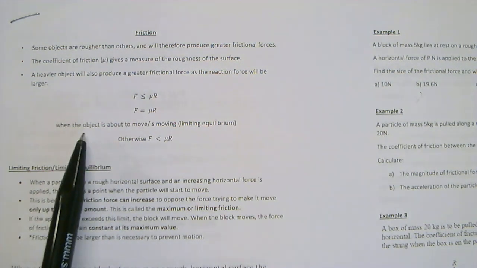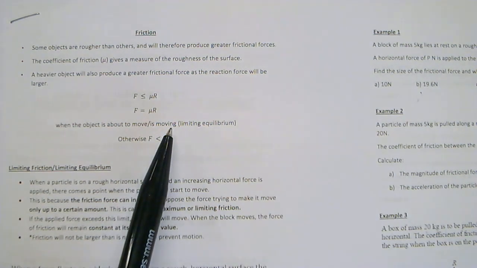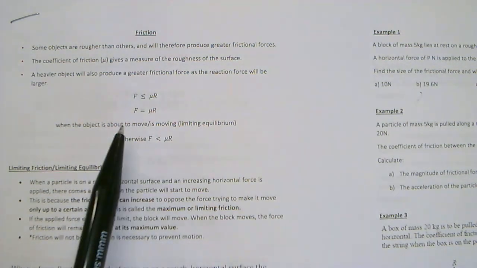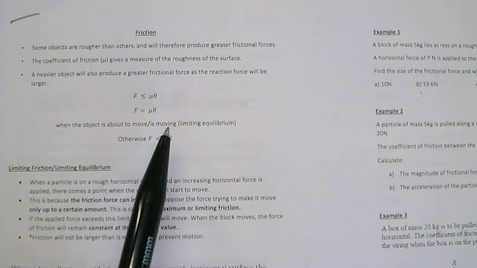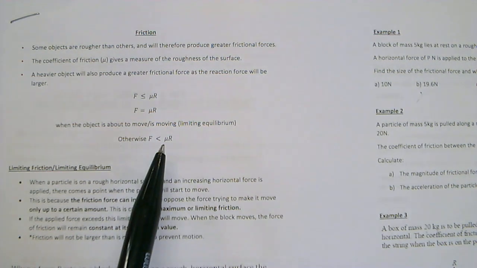Okay, this is when the object is about to move or is moving. So it reaches its maximum value and is equal to mu R when the object is about to move or is moving, what we call limiting equilibrium. Otherwise, friction is less than mu R.